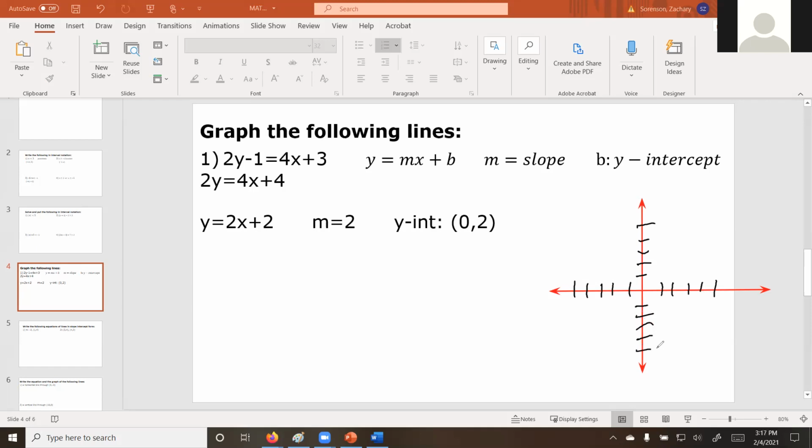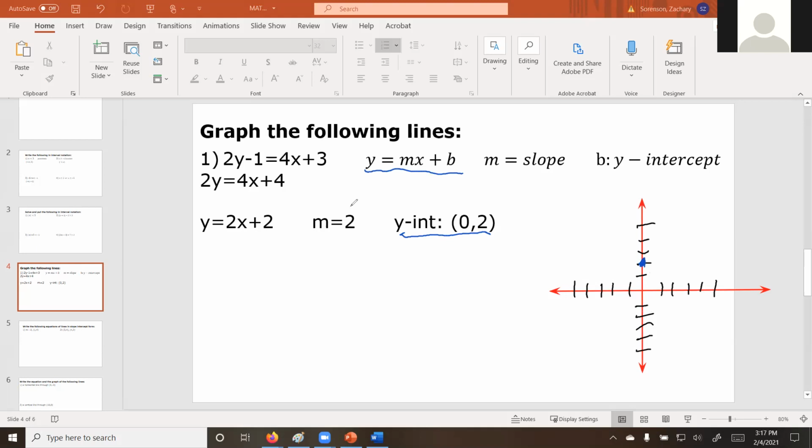So my starting point is always plotting my y-intercept. And that's the point (0, 2). So I go to 0 on my x-axis, which is in the middle, and then I go up 2 on my y-axis. And so this is my y-intercept right here. That's always the starting point when we're graphing lines in this form. It has to be in this form.